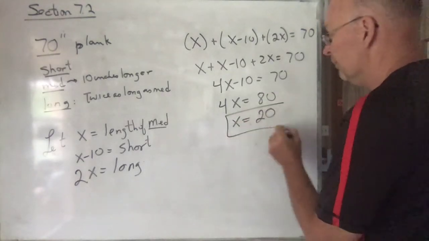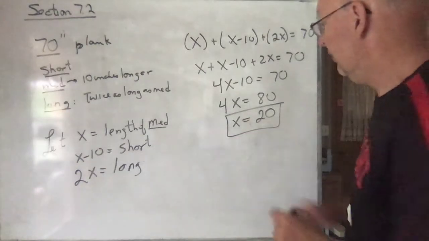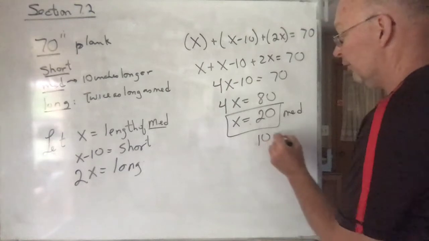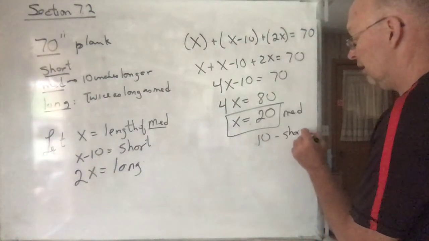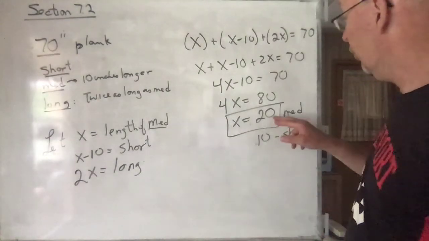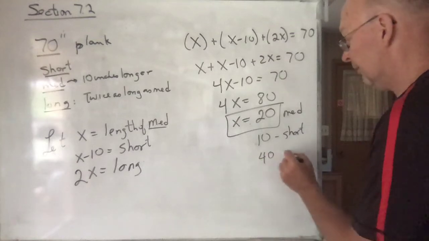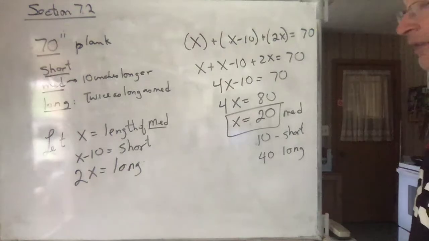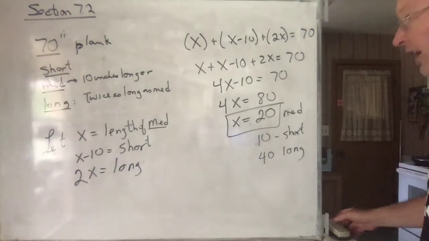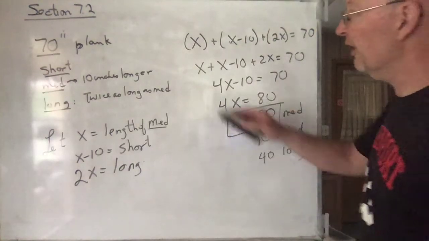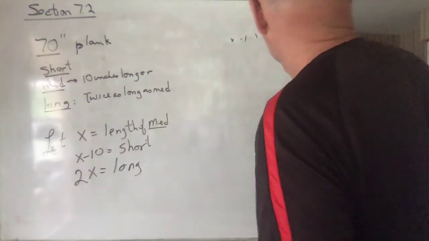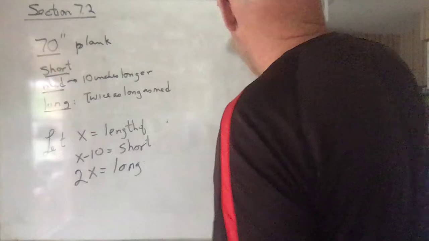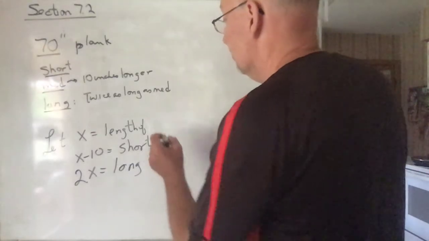So there's your medium piece. And then your short piece would be 10 less than that, and the long one is twice the medium, which would be 40. And sure enough, 10, 20, 40 add up to 70. So that worked fine. Just to show you that it could be done different ways, let's let x be the length of the short piece. You've got your choice.